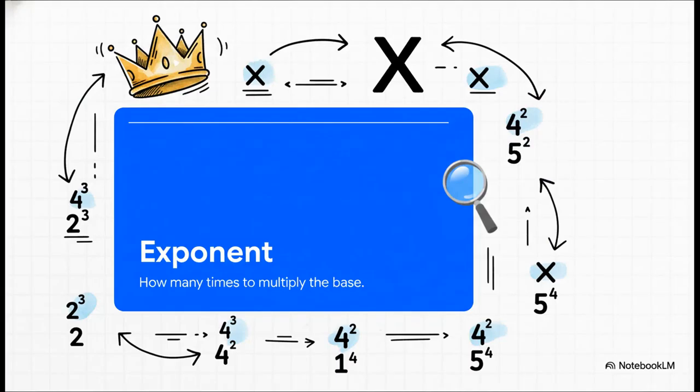And then there's that small number kind of floating up top. That's the exponent. Sometimes people call it the power. The exponent is basically the boss. It's the instruction manual. It tells the base exactly how many times to multiply itself.